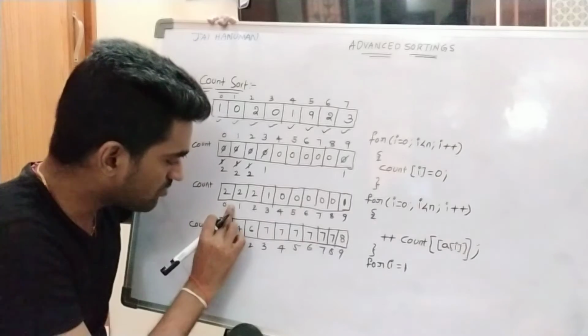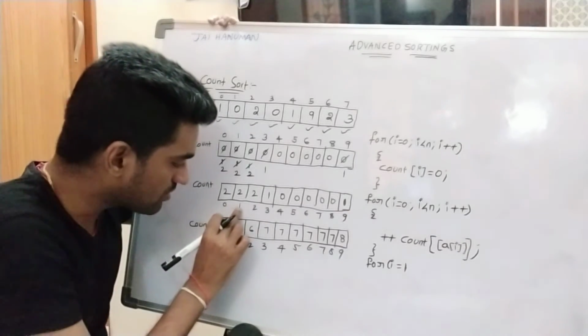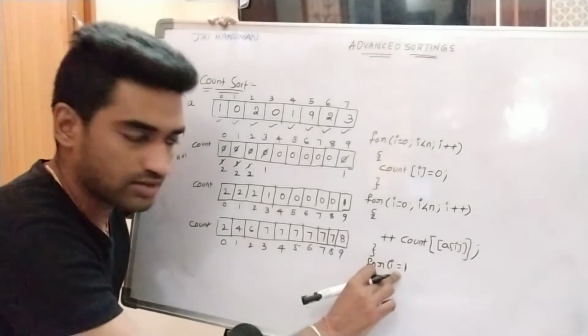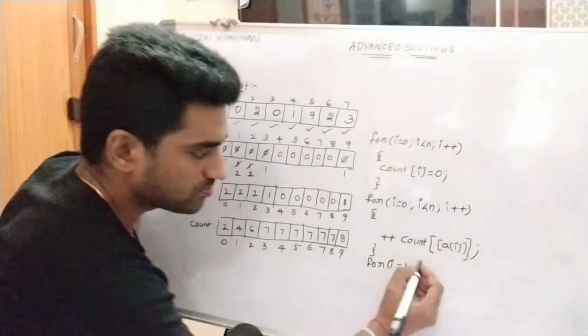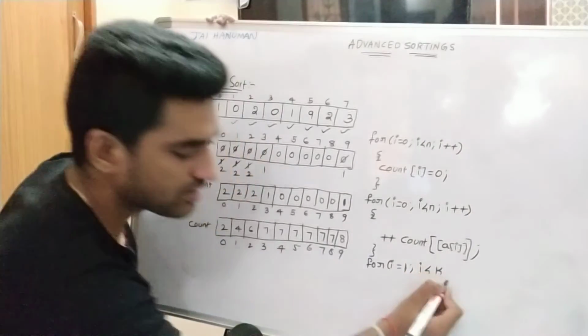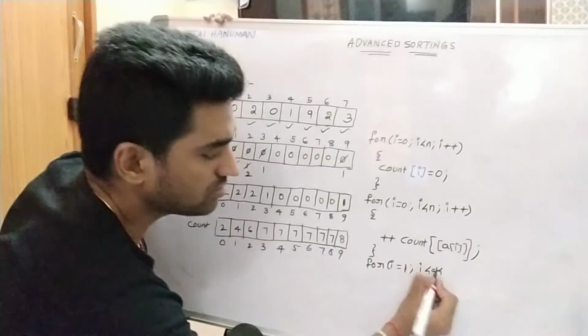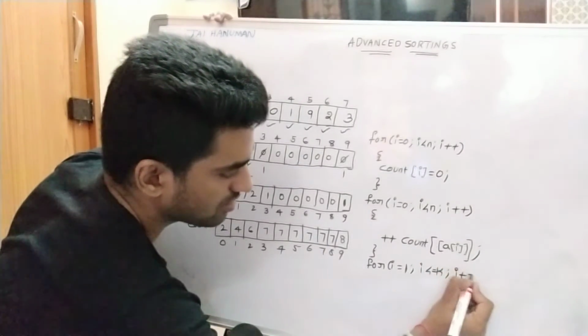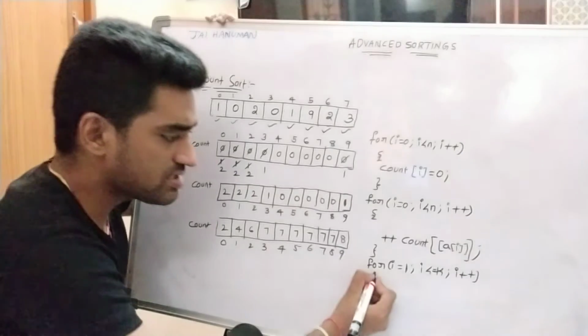So here we are updating values from 1 only. That's why I am taking the loop starting from i equal to 1, with i less than or equal to k, since I am updating up to the k value. i plus plus.